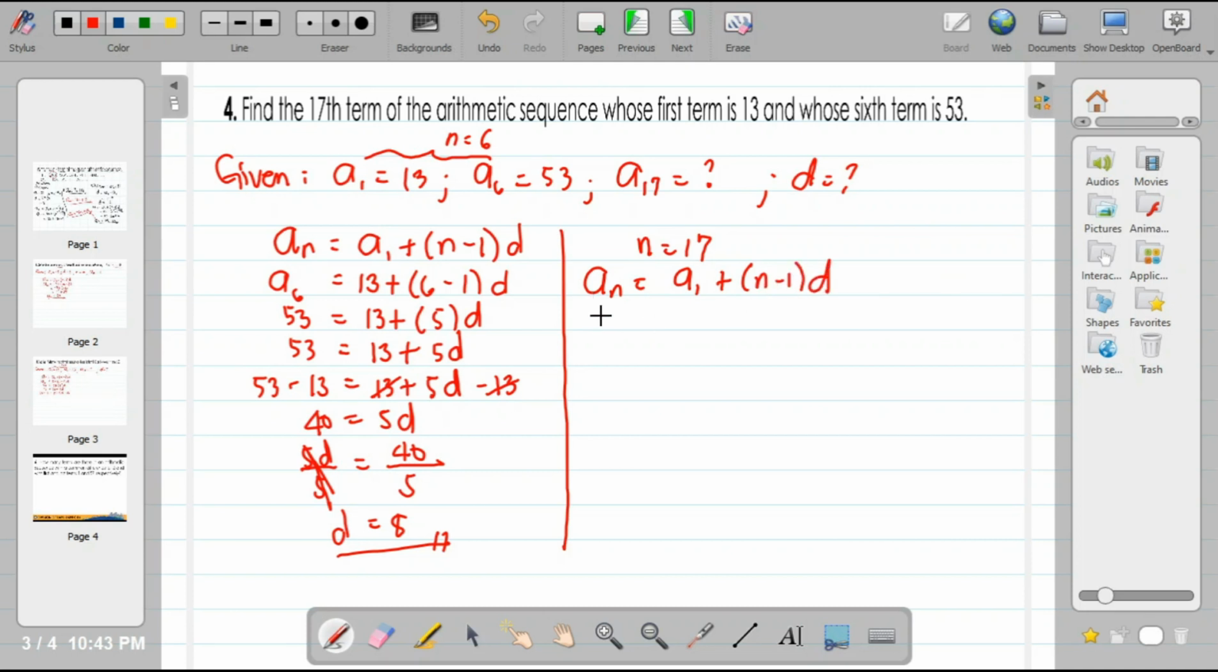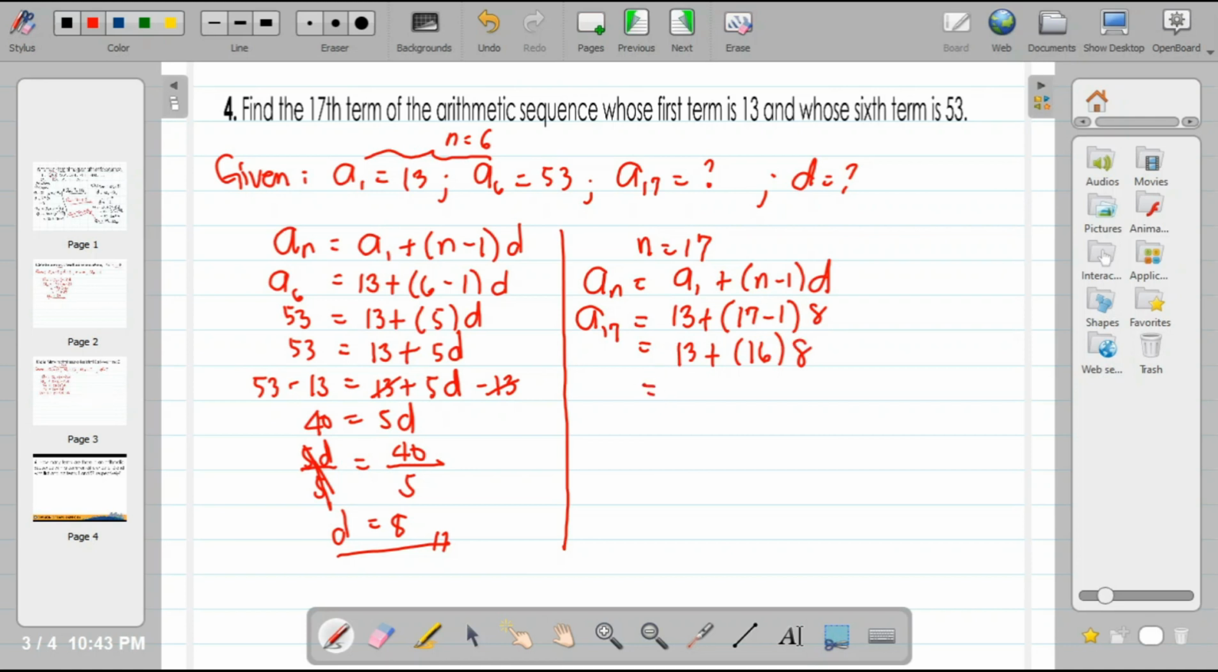This is now a sub 17 is equal to our a sub 1 which is equal to 13 plus quantity 17 minus 1 times ang common difference nakuha na nato babuhay lang, which is equal to 8. So from here we say 13 plus 17 minus 1, that is equal to 16.